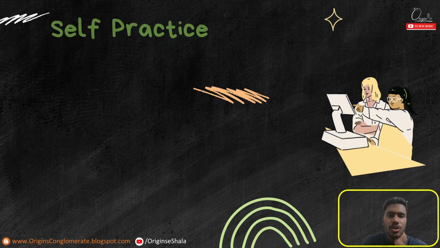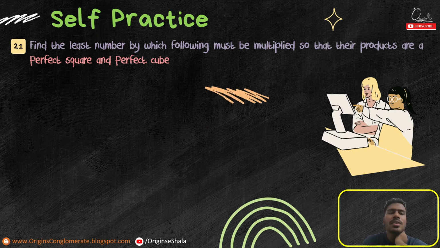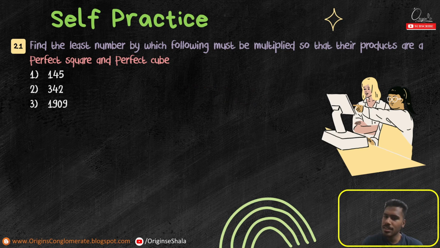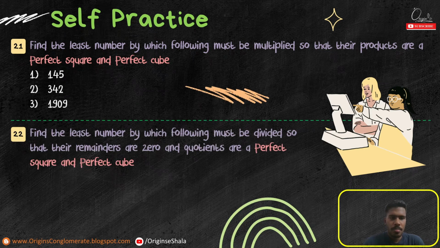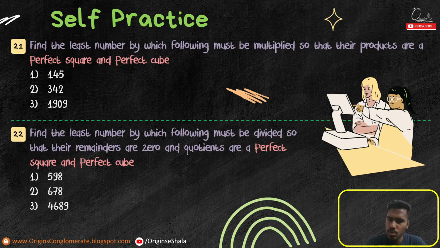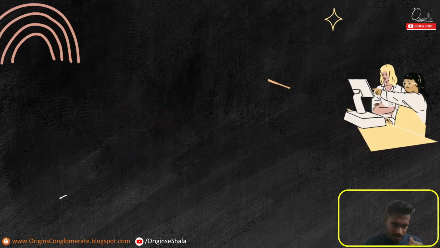Now, moving on to a bit of self-practice again. Find the least number by which the following numbers must be multiplied so the products are a perfect square and a perfect cube, similar to what we have been doing so far, right? Good practice. And this, again, this time the only difference is that in the first case we were multiplying and for these you have to divide, so their quotients are a perfect square and a perfect cube. Both of these kinds of questions you have already done. So I hope you do this as self practice, as your homework.